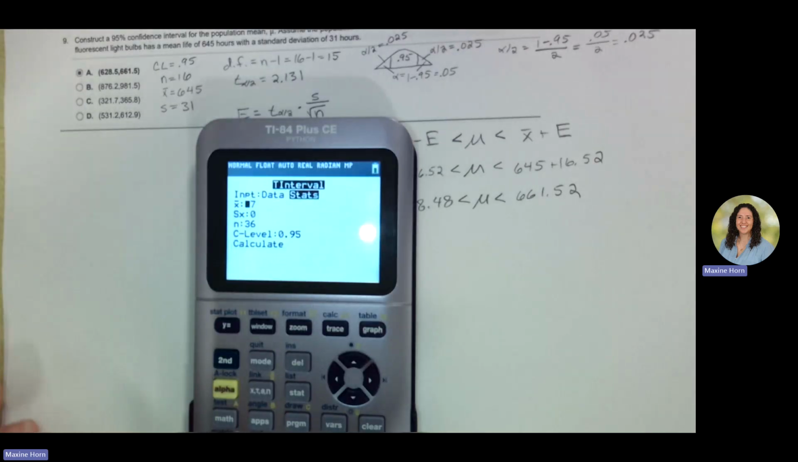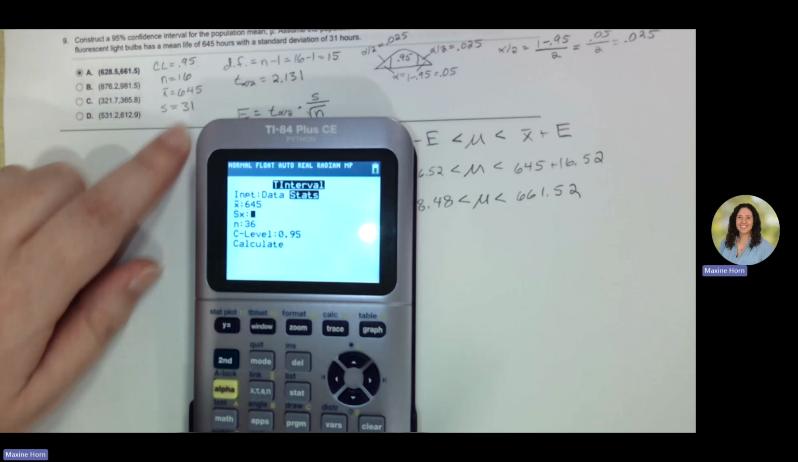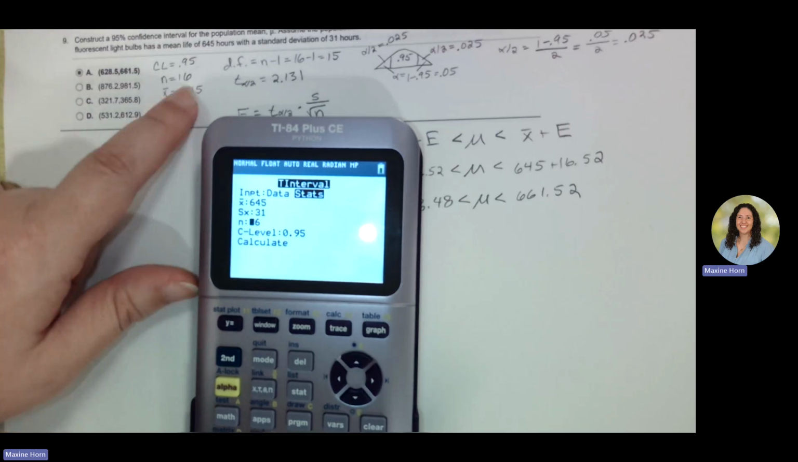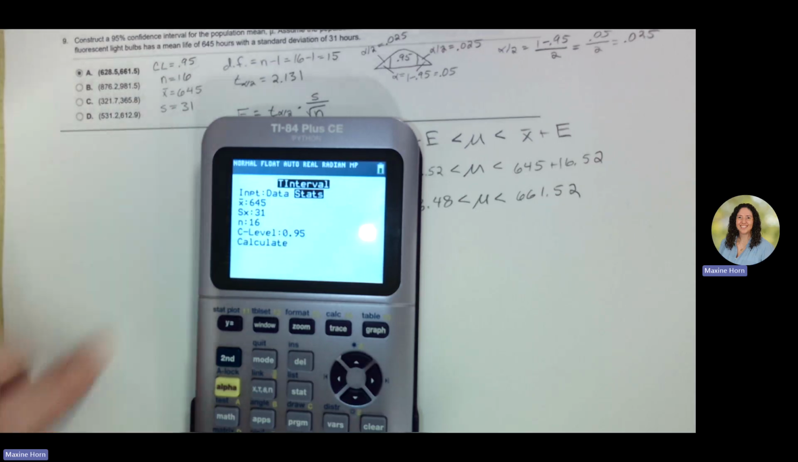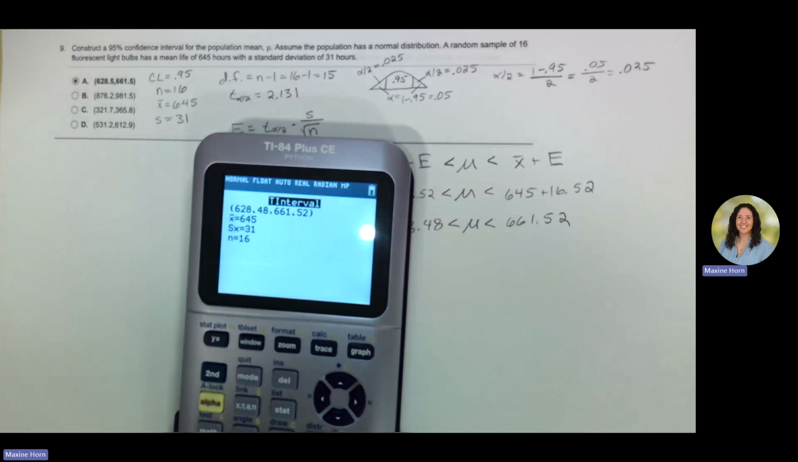So our sample mean is 645. Our sample standard deviation is 31. Our n, our sample size, is 16, and our confidence level is 0.95. And there it is. And again, if we round to 1 decimal, we're going to get the same numbers that we got when we did it by hand, right?